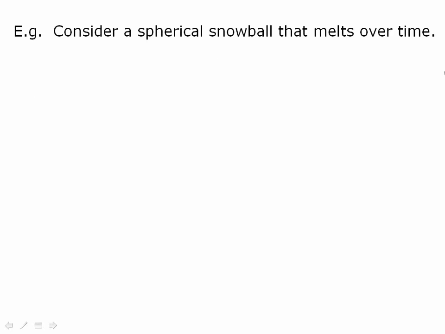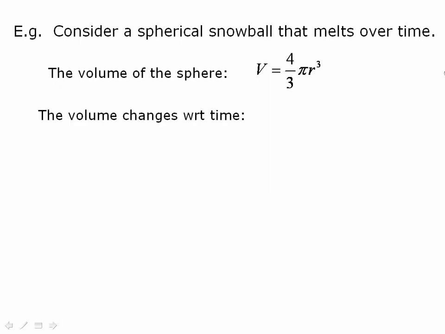So if you were to consider a sphere, in this case a snowball that's melting over time, the formula for volume of a sphere is 4/3 pi r cubed. So if you wanted to calculate the volume for any specific radius, it wouldn't be a problem. But the volume would be changing with respect to time because it is melting. It would be decreasing. And if you were interested in specifically the rate of change that the volume was experiencing as time passed, we would write that as dV/dt. So that's one rate, the change in volume with respect to time.